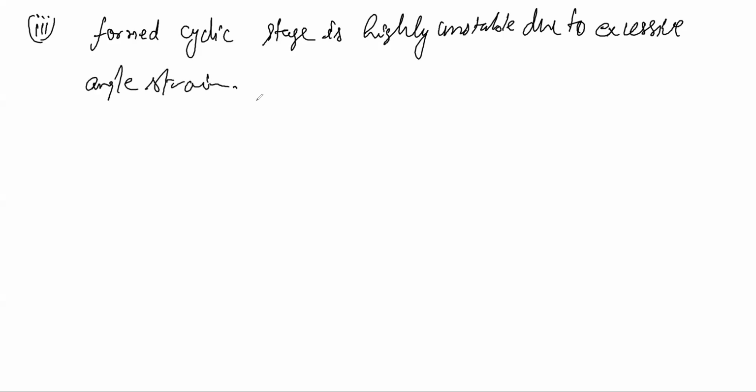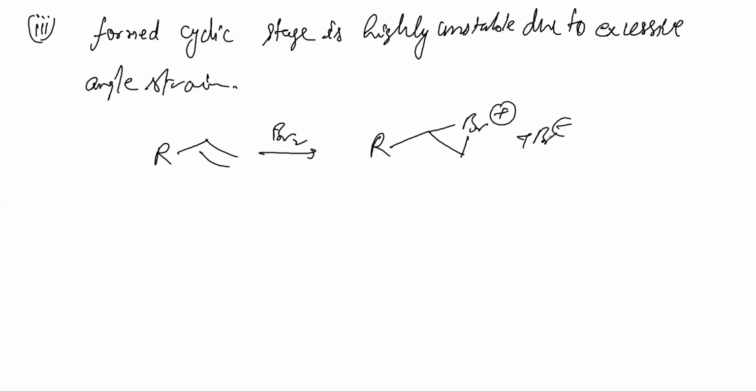Now, if you are not going via carbocation, but via a cyclic intermediate, the cyclic state is highly unstable due to excessive angle strain. What do I mean by this? I hope you remember this. We used to get something like this, isn't it? Now the very same thing if you do here in the case of alkyne, you will get this.